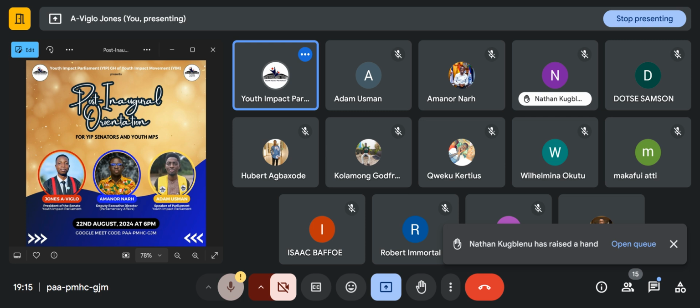So I'm going to start with the standing orders of Parliament. And then after handling that of Parliament, then I'll just go to the standing orders of the Senate and tackle only the structures where the differences are. And then we'll climax it with the Constitution of Youth Impact Movement. So that is how things are going to go.